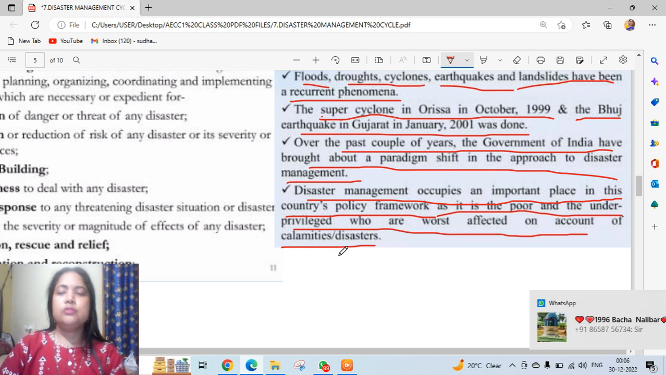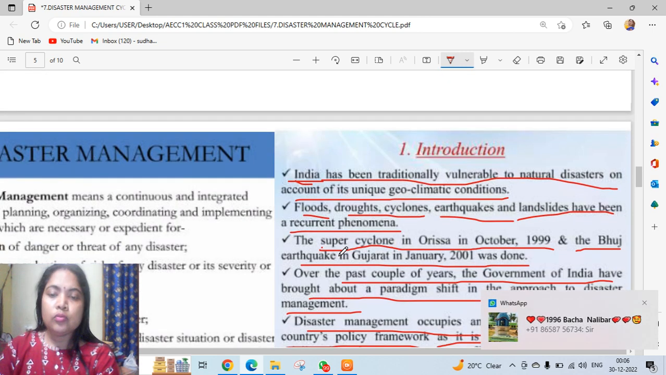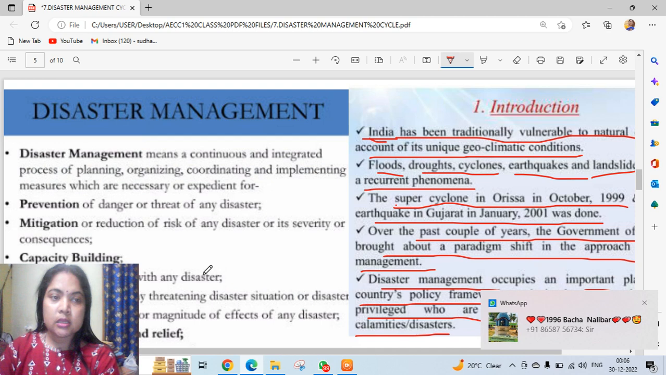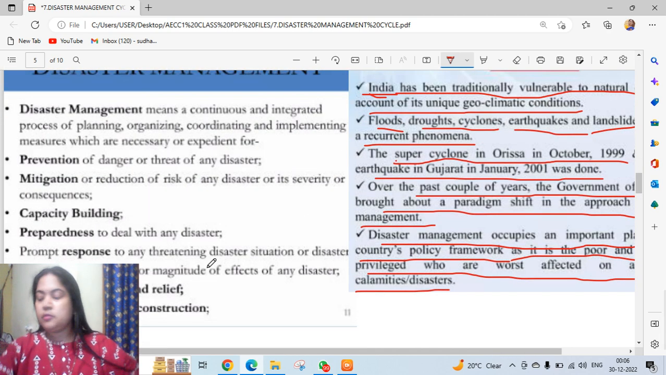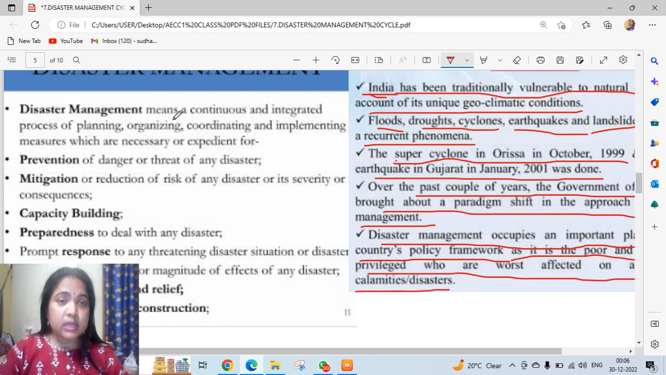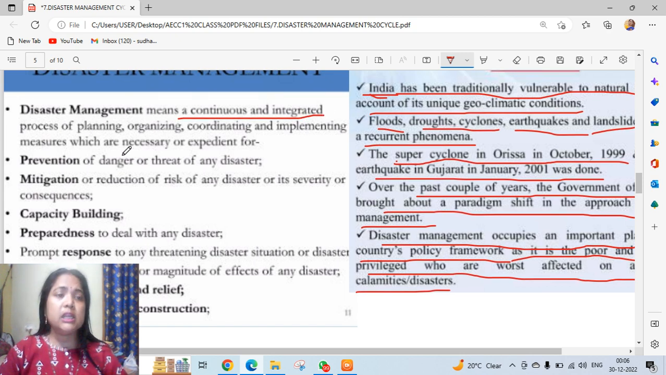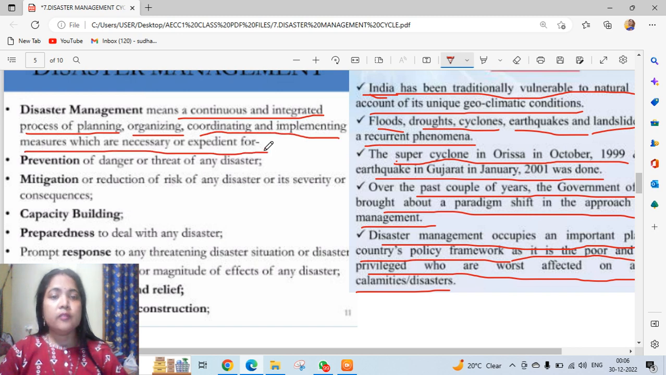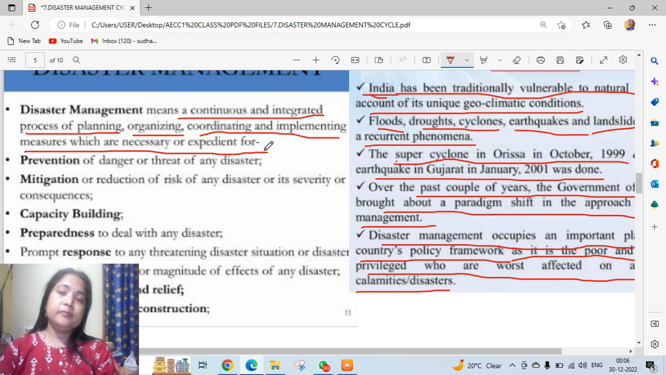Okay, so now let us see what steps are there in disaster management. So disaster management means, I told you, a continuous and integrated process of planning, organizing, coordinating and implementing measures which are necessary or very much needed.